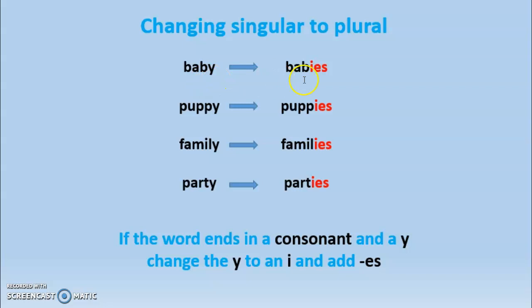B is a consonant. Then you change the Y into an I and add ES. Puppy ends in a consonant, which is P, and then it ends in a Y. We change the Y to an I and add ES. The same for family. It ends in a consonant, L, and then it ends in a Y, and then you change the Y to an I and add ES. The same for party. Ends in a consonant, which is T, and then a Y, change the Y to an I and add ES. So now you've learnt that rule, I have an activity for you to do.